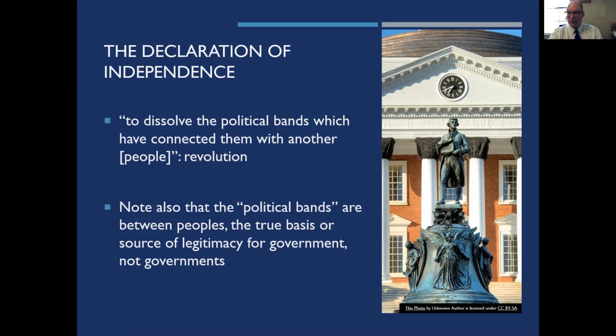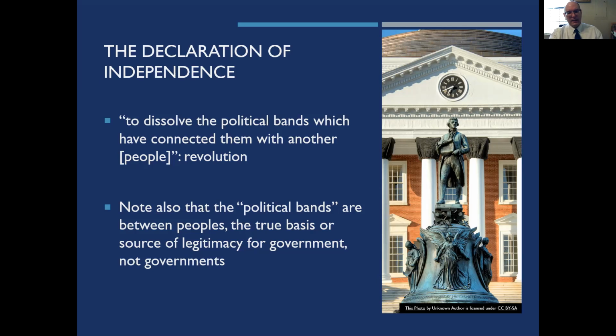So note the political bands here connect them with other people. And this is a really important idea in the Declaration of Independence. The real basis for legitimacy, what makes a government justified, is the people, not the government itself, not the tradition which the king or the government of whatever sort might claim for itself, but the people that the government is representing or should be representing well, okay? So it's already there, basically, so that's what that means if you're a little bit confused by that phrase.